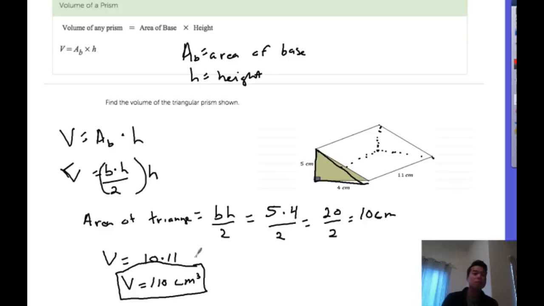So finding volume is a little bit simpler than finding surface area. Finding volume is you need a first step. Step 1, identify the shape of the base. In this case, this is a triangle. You find the area of that base. And then you multiply by how tall it is, the height.